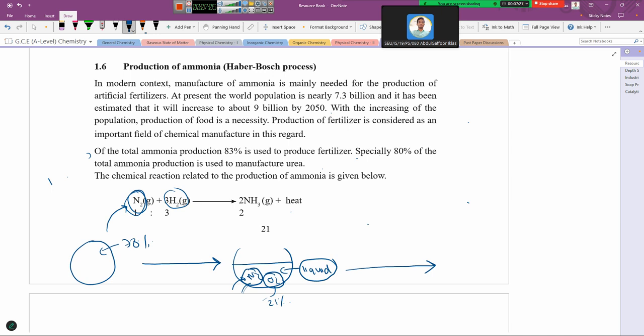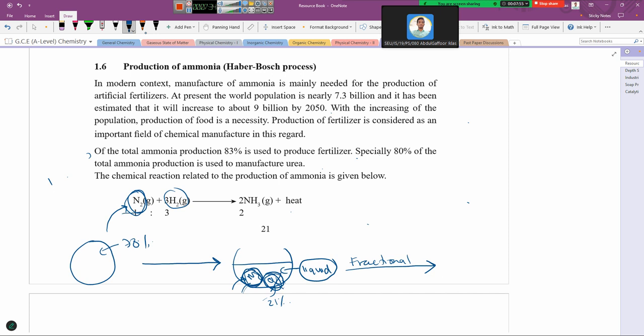To separate N2 and O2, what is the separation method that we can use to separate liquid mixtures? Fractional distillation. Yes, very good. Using fractional distillation we separate the nitrogen gas and oxygen gas, but we are not interested in the oxygen gas. For the production of ammonia we need N2.